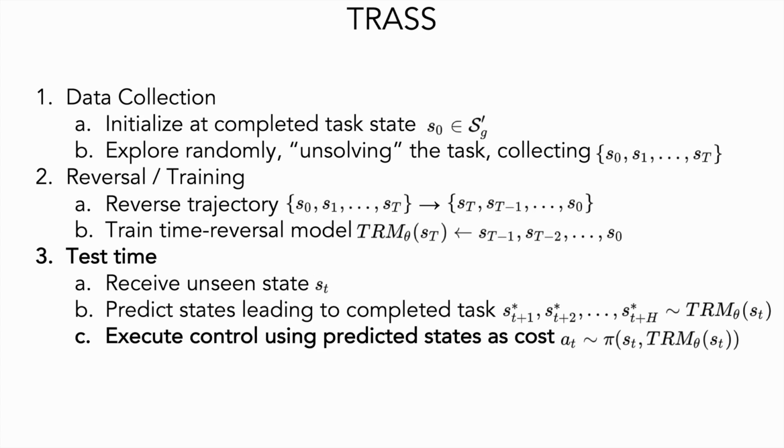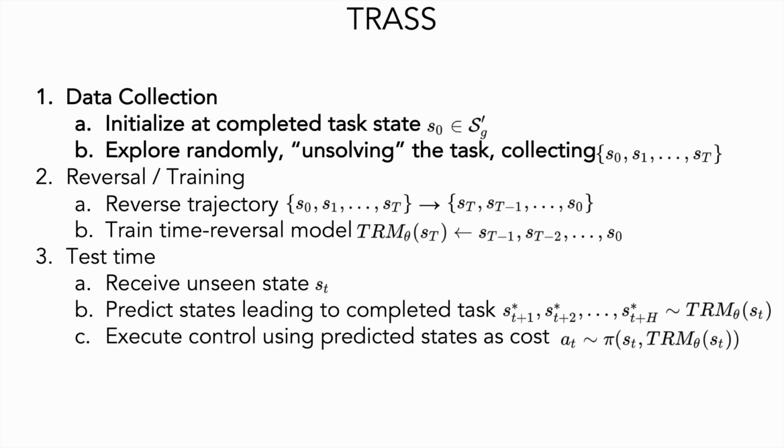The agent can then execute control using the predicted states as cost. Specifically, a policy pi takes the current state as well as the predicted sequence of states leading to a completed task and uses that to output an action. Now we will examine each of these components of TRASS in detail. We will begin by describing the experimental domain and data collection.